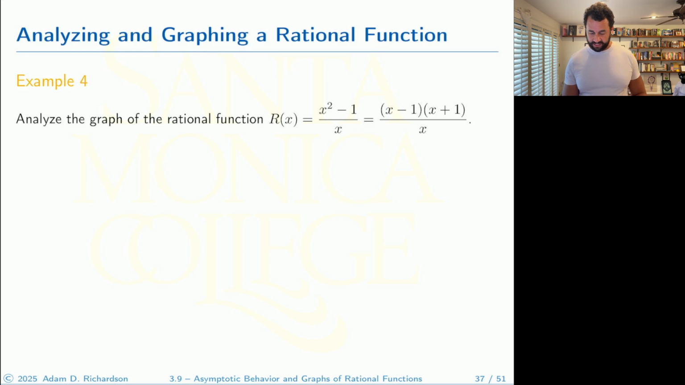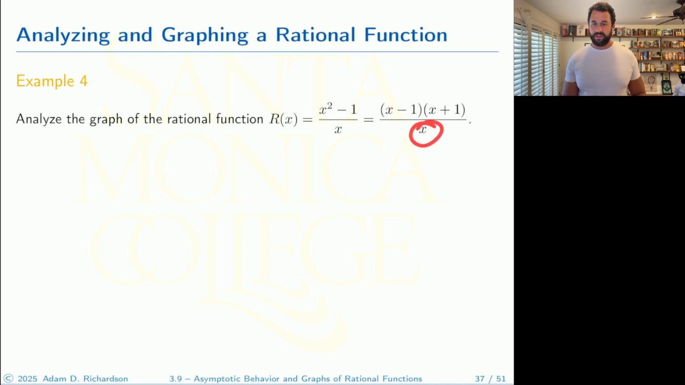First thing I notice is the ratio of the leading terms is x. So this graph is going to behave roughly like y equals x at the endpoints, or I'm sorry, at infinity. So it's going to look roughly like a slant asymptote y equals x. Okay. In this case, it's already factored, so there's no canceling factors or anything like that.